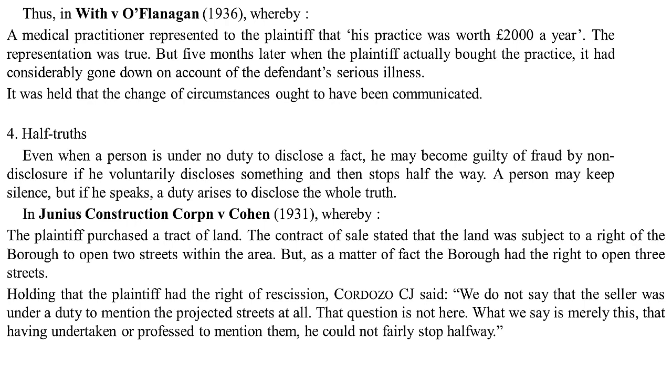And in Junius Construction Corporation versus Cohen, the plaintiff purchased a tract of land, and the contract of sale stated that the land was subject to a right of the borrower to open 2 streets within the area, but as a matter of fact, the borrower had the right to open 3 streets as opposed to 2. Here, holding that the plaintiff had the right of rescission, Cardozo C.J. said, "We do not say that the seller was under a duty to mention the projected streets at all. That question is not here. What we say is merely this, that having undertaken or professed to mention them, he could not fairly stop halfway."